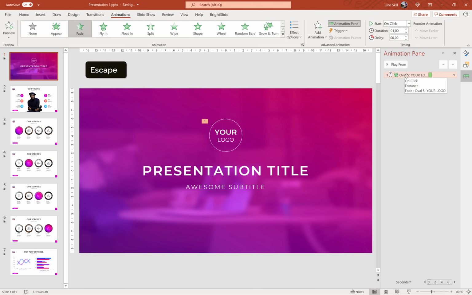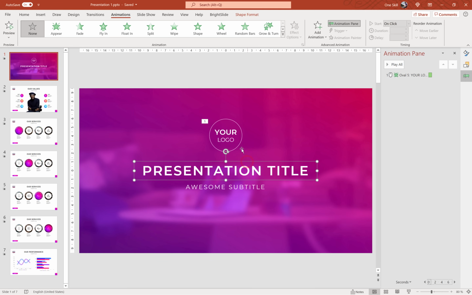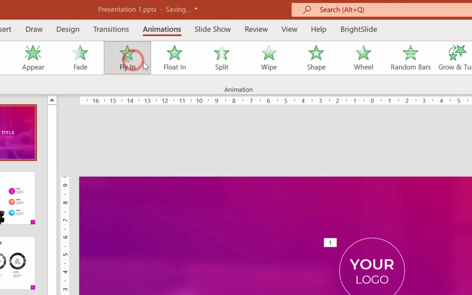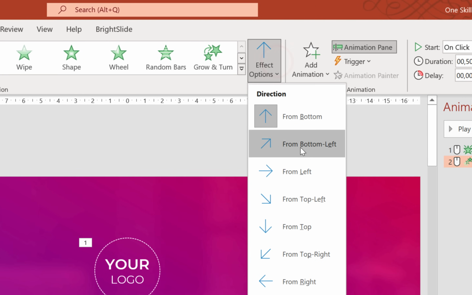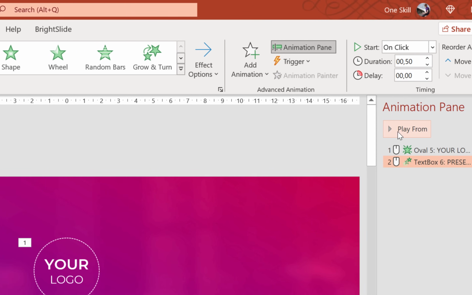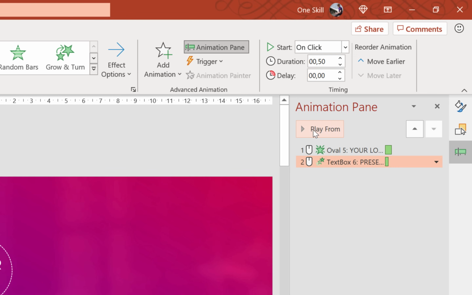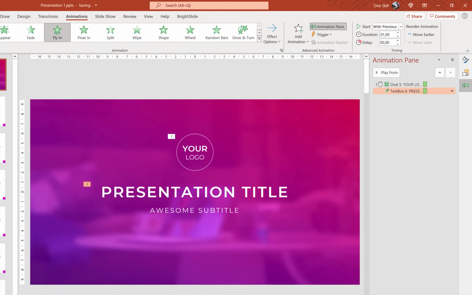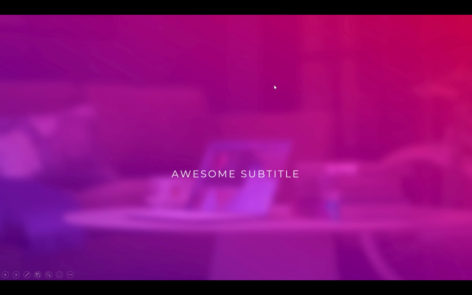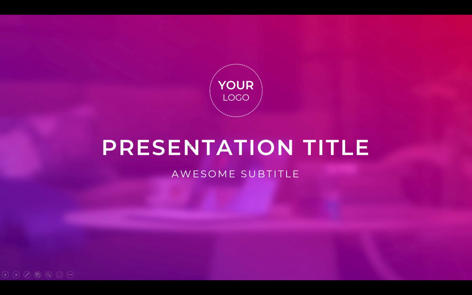Okay, and now let's select the presentation title and let's add a fly-in animation to this title. Let's choose fly-in, and now you can decide on the fly-in direction. So let's pick from left. And for the duration, let's use 1 second. And let's make sure it is started with previous, which means once the logo animation will play, this title animation will play at the same time. So let's just check it out on the full screen. So once I click, the logo animation and the title animation are playing at the same time.